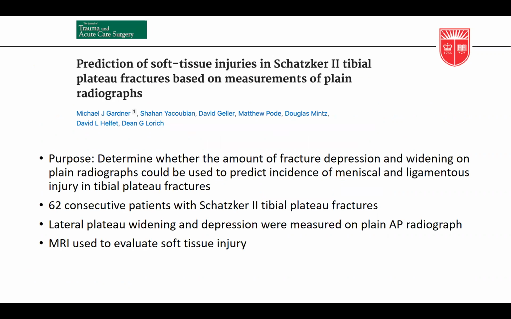So we'll start with this study by Gardner that was published in 2006, which has served as an early landmark study on this topic. The purpose of this study was to determine whether plain radiographs could be used to predict the incidence of meniscal and ligamentous injuries. Gardner evaluated patients with Schatzker type 2 fractures and used plain radiograph to measure both lateral plateau widening and depression. MRI was then used to assess for soft tissue injury.